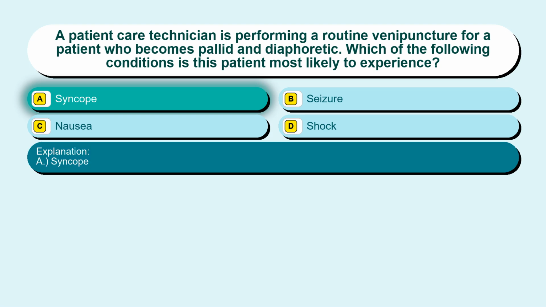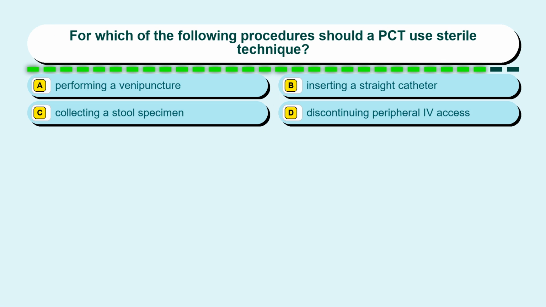Question 6. For which of the following procedures should a PCT use sterile technique? Option A, performing a venipuncture. Option B, inserting a straight catheter. Option C, collecting a stool specimen. Option D, discontinuing peripheral IV access.